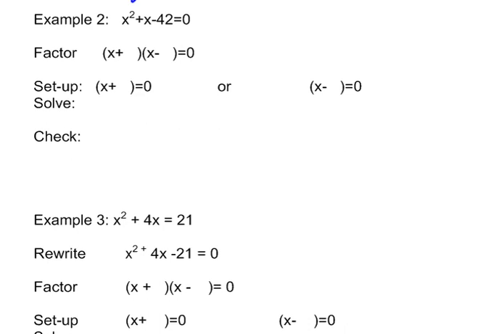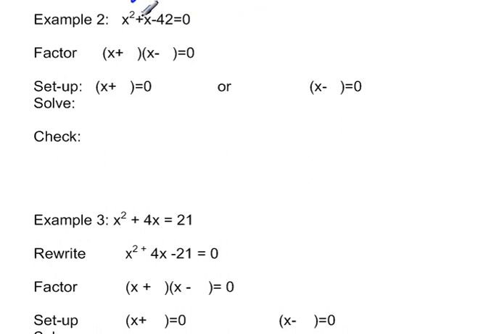Alright, let's suppose it's not already factored out. They give us a quadratic trinomial, and the first thing we want to do is factor. They give us x squared plus x minus 42 equals 0. Well, I know that it's going to be x plus a number times x minus a number, because the second number there is a negative. The only way to get a negative is to multiply a positive times a negative. Which factors of 42 have a difference of 1?